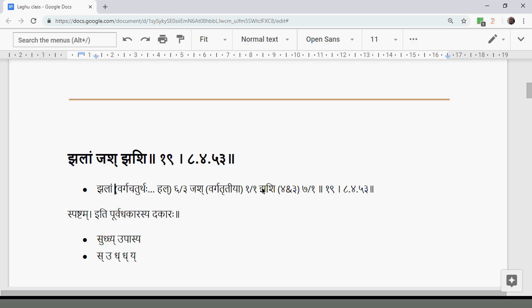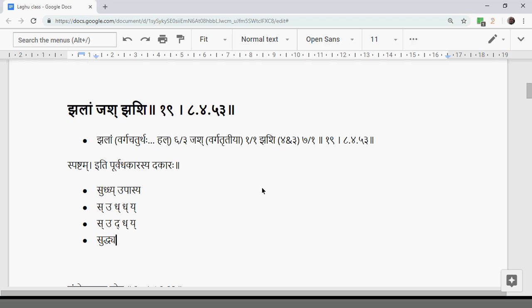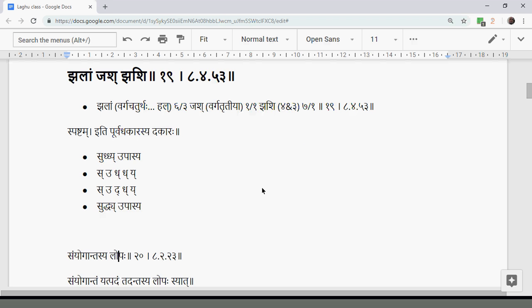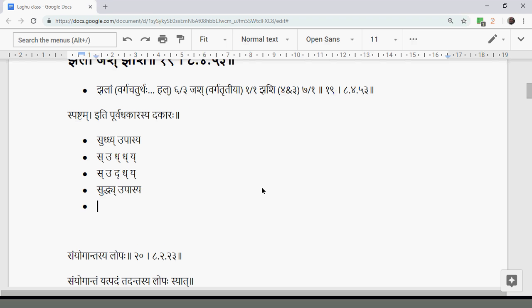When this is the Sandhi, then Purva Dhakarasya. This Jhal, Jhalam Jash. Jash is the Adesha. Dhakara, which is the fourth of the class, is replaced by the third of the class. So you will get Sakara, Ukara, Dakara, Dhakara, and then Yakara. This is the Sandhi here. So you will get Sudhya Upasya. This is the Sandhi result. Although you see in Sanskrit when you type, it exchanges because this Dhakara, although later, still goes and sits below the Dhakara. Sudhyupasya you get.